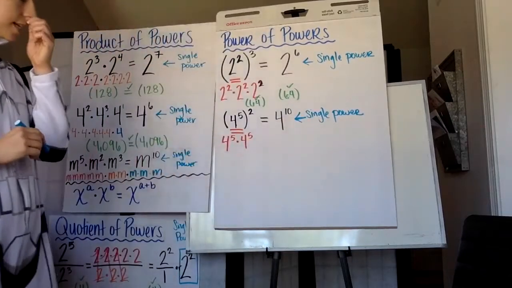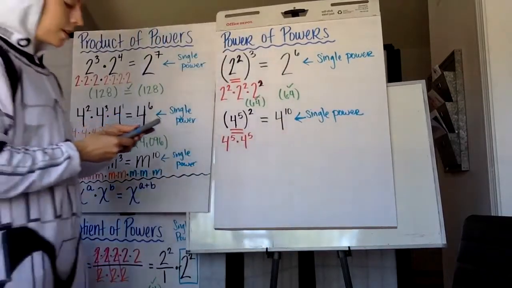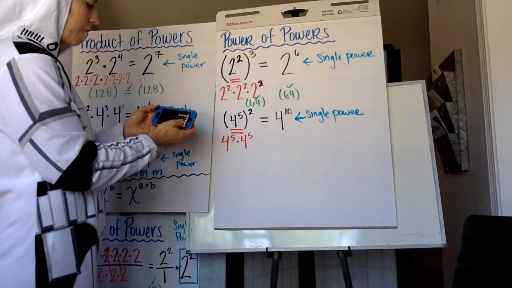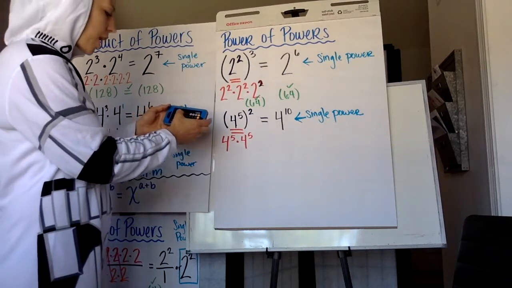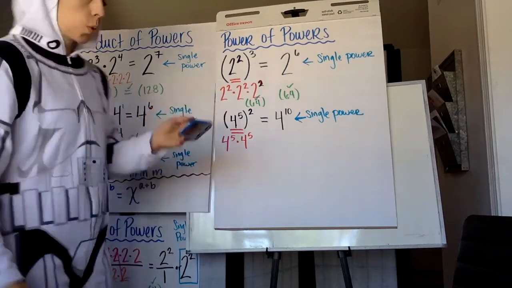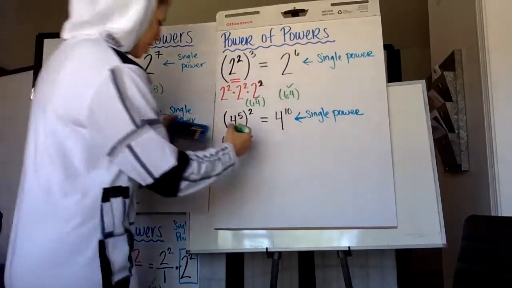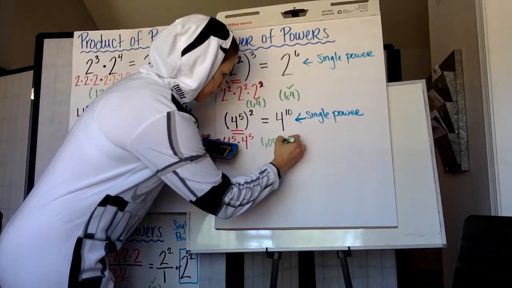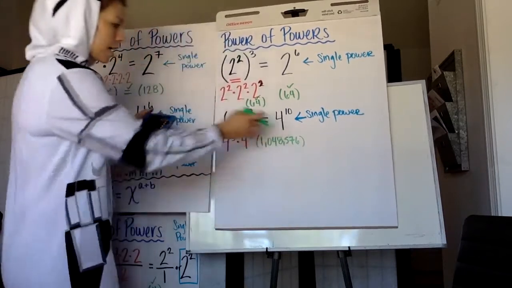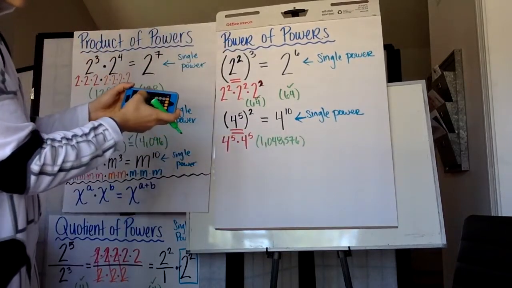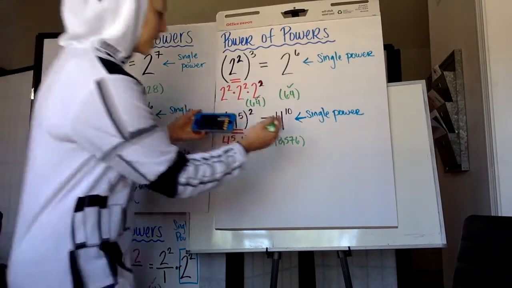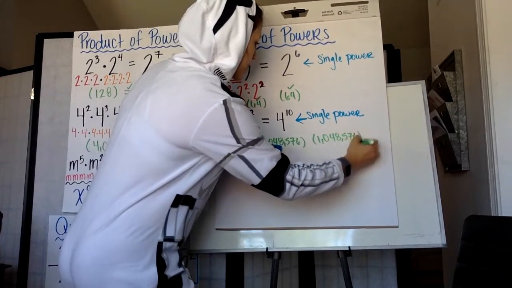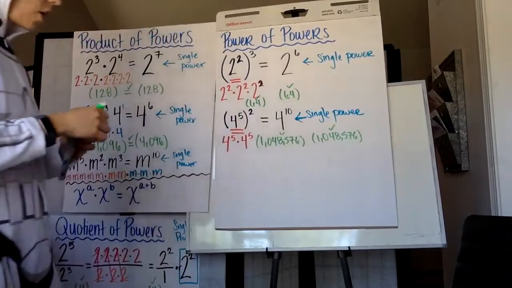Okay, cool. Now, let's grab our calculators and see if that's actually true. So I'm going to do 4 to the power of 5, which is 1024, raised to the power of 2. That is a big number. I got 1,048,576. Huge number, right? Let's see if 4 to the 10th power gives us the same thing. 4 to the power of 10 is 1,048,576. Are those the same? Yes, they are, which means these are equivalent.